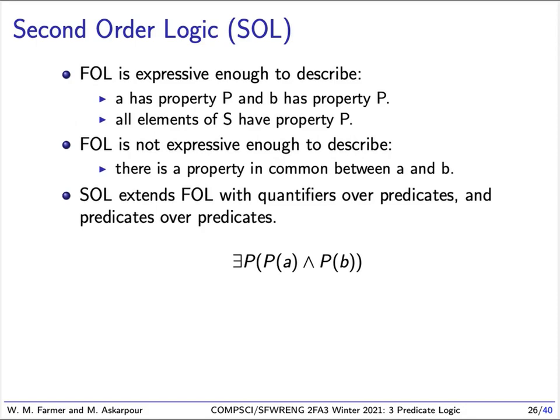To formalize requirements that look like the latter, we use second order logic. The formula on the slide states that there exists a property and we don't know what that property is. We just know that it exists and it is true for both objects A and B. Let's see a couple of exercises to better understand the differences between FOL and SOL.